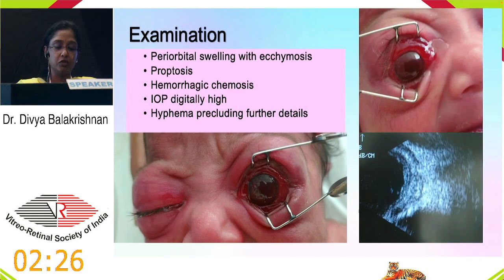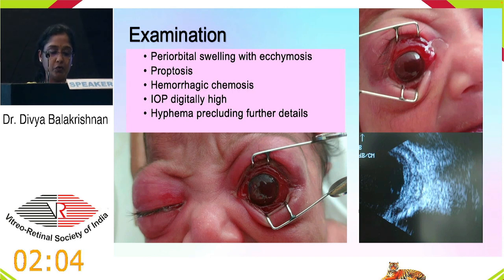There was worsening of the ocular condition. So when we saw the baby on the 8th day, when the baby was referred, this was the picture: periorbital swelling with ecchymosis, proptosis, and IOP was digitally high, with corneal haze precluding further fundus details. A B-scan was done which showed increase in the RCH complex, and there were a few vitreous echoes with subtenon fluid.